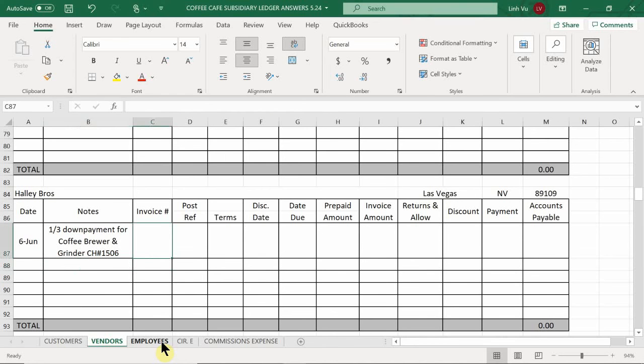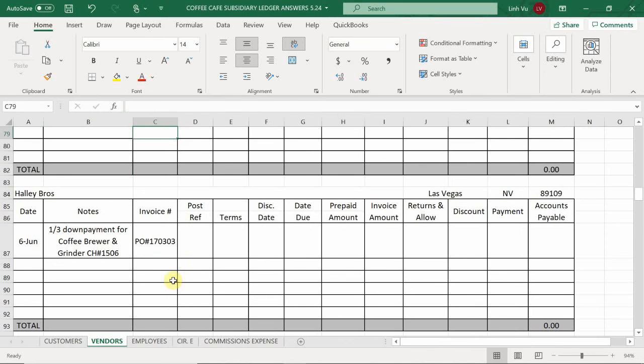Again, the invoice here. Since I didn't receive an invoice, but they did require me to make a down payment, I'm going to indicate that this is for purchase order 303. That tells me that this check is related to this very purchase order. We haven't received the bill yet, so we don't know if we are given any terms or anything like that. So I can skip this part.